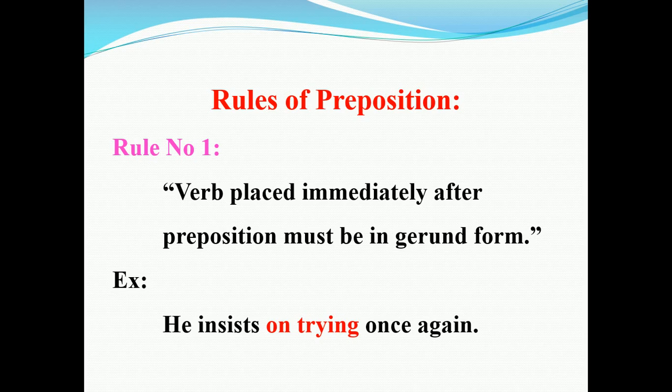So a verb placed immediately after a preposition must be in gerund form, which means, as I have already told you, verb plus ing form. So here the verb is try, and try plus ing gives trying. That's why it is used here as on trying. He insists on trying once again. So I think the first rule is clear to you. Now let's move to the second rule.